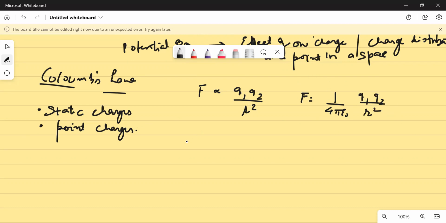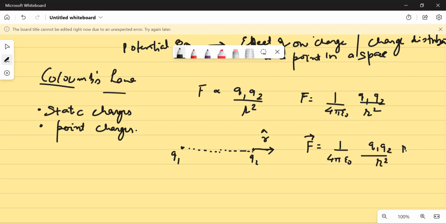And if I want to write it vectorially, for example, if this is charge Q1 and this is charge Q2, and let's say both are positive, then the force exerted by Q1 on Q2 would be outward, that is in the r cap direction. So if I want to write this force in vector description, it will be 1 upon 4 pi epsilon naught, Q1 Q2 upon r square, and there will be r cap also.